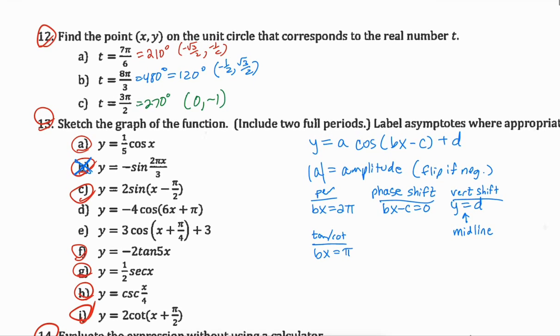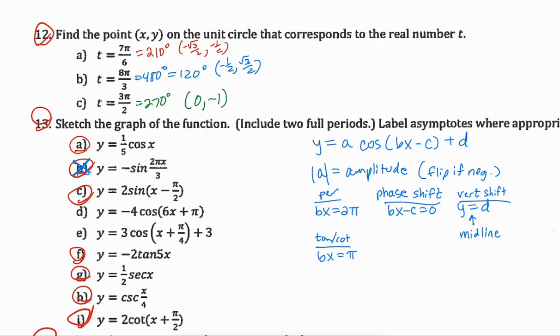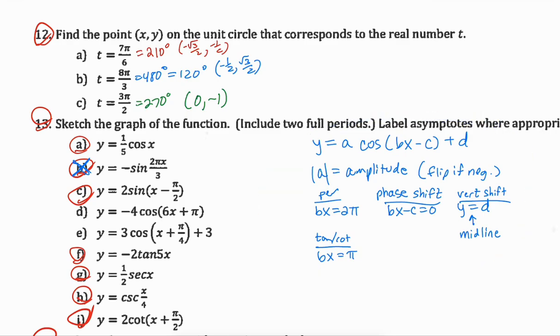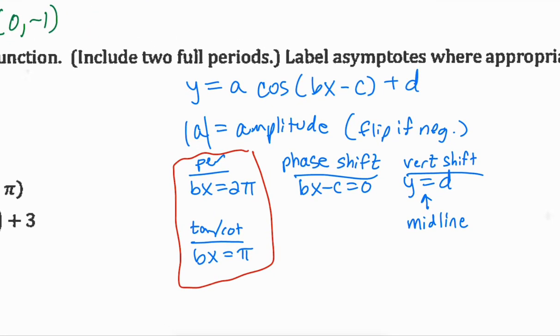Okay, let's take a look now at 13. The main things you want to think about is what you see here. Let's go over what we know. Now, I did cosine since that's the first graph we're going to do. Remember, the front value, our A value, the absolute value, that is an amplitude. It does flip if it's negative. The BX tells you about the period. For every single function except tangent and cotangent, you set BX equal to 2 pi to calculate the period. But for tangent and cotangent, set it equal to pi.